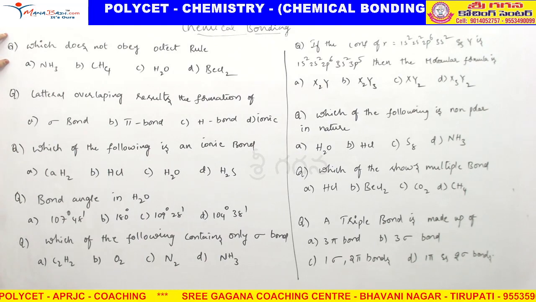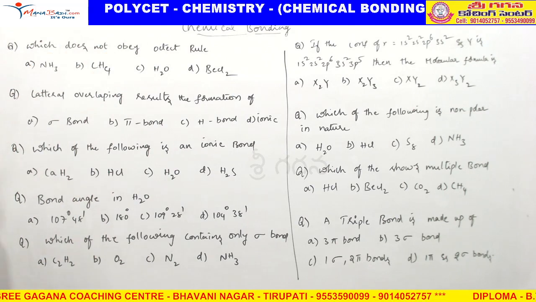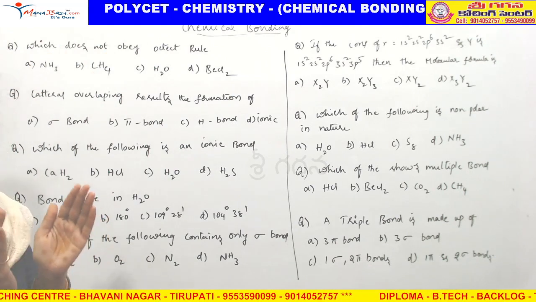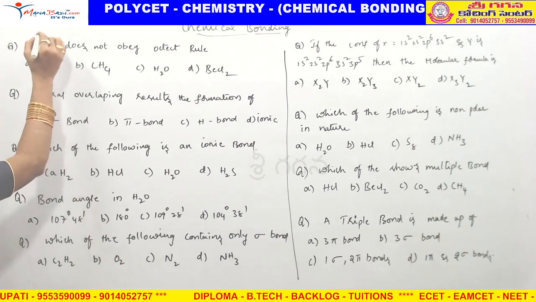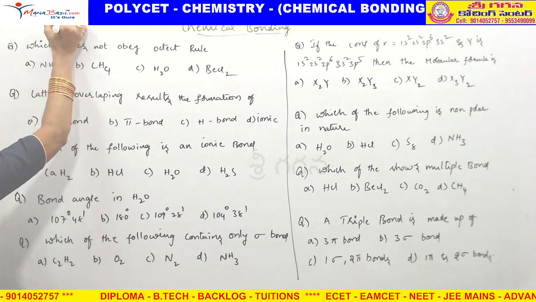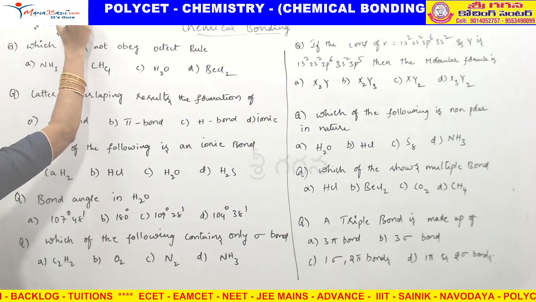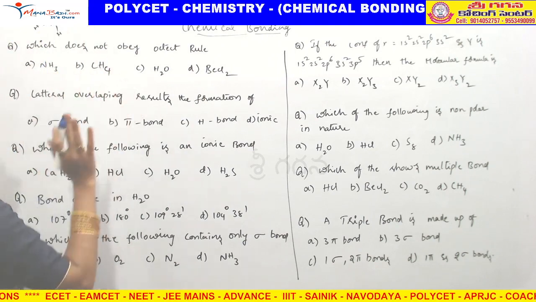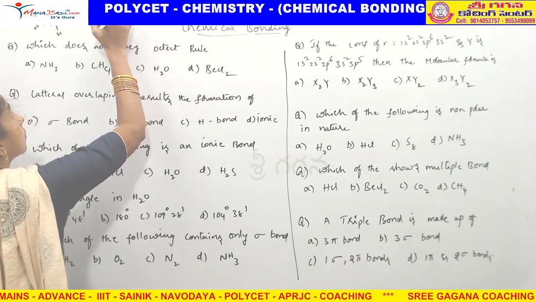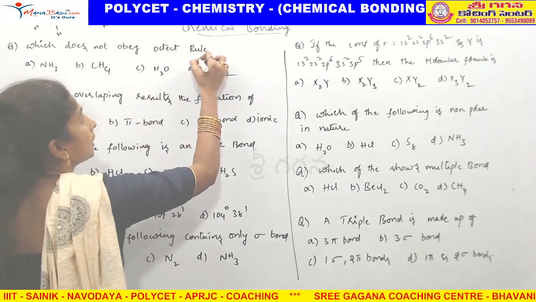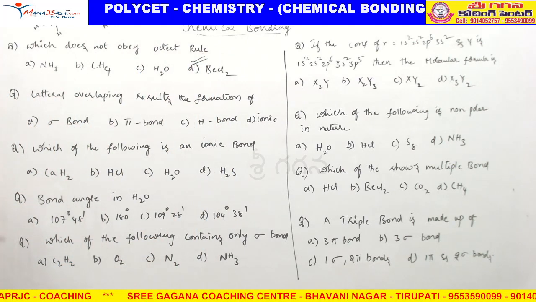We are going to discuss the questions now. Which does not obey the octet rule? Which does not obey the octet rule means which does not have 8 electrons around the molecule. Now NH3, you know very well. This is the NH3 structure. In NH3 8 electrons are there, so it is obeying. CH4 obeying. H2O also you know very well, this is H2O, obeying. So BaCl2 is the example for the octet rule not being obeyed.